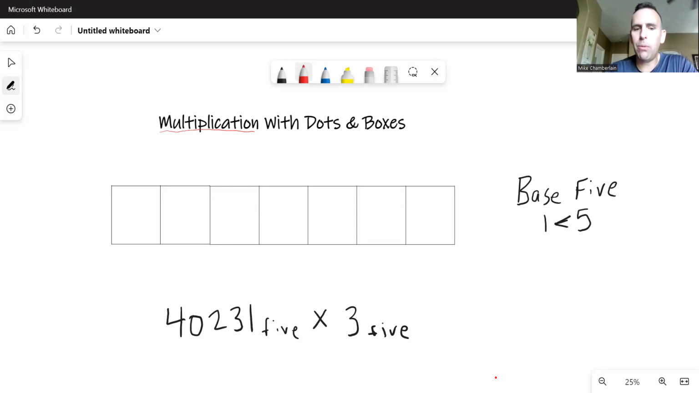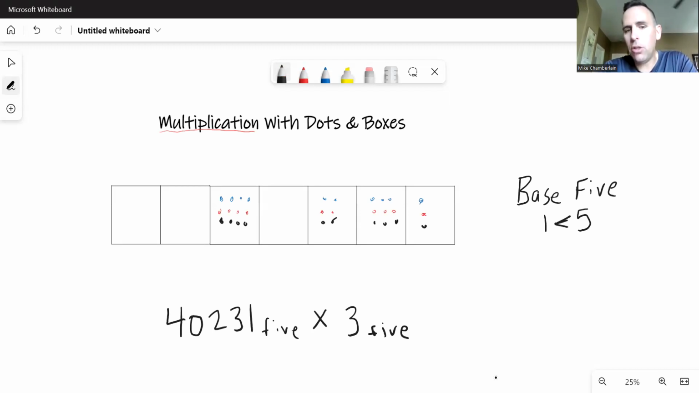In this case, I want to think about the number 40231 3 times. So what I'm going to do is build that number in the boxes 3 times. Let's get started. I'll build the first set with a blue pin, 40231. 4, 0, 2, 3, and 1. Just to illustrate what's going on, I'll build the next 40231 with a red pin, 4, 0, 2, 3, and 1. And the last one with my black pin, 4, 0, 2, 3, 1.